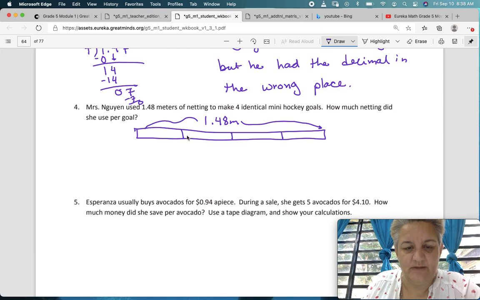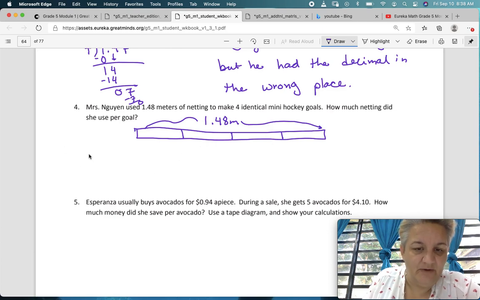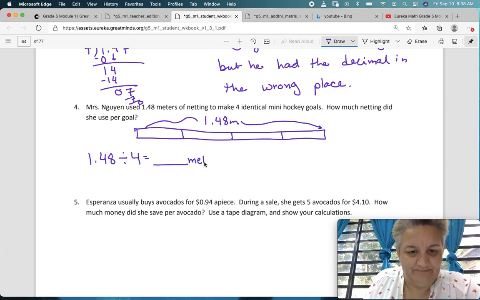Right? So 1, 2, 3, 4. How much netting did she use per goal? So we're going to have to divide this number by 4. So our equation is 1 and 48 hundredths divided by 4 equals our answer in meters.